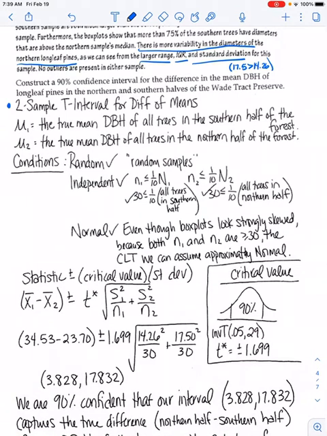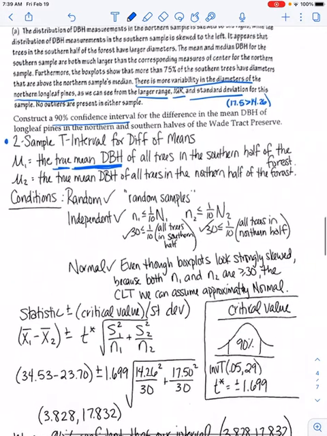We are doing a 2-sample t interval, 90% confidence interval, for the difference of means. I have both of my population parameters, mu sub 1 and mu sub 2. And if you wanted to do mu sub n and mu sub s for northern and southern, that would be just fine. So I defined my mu sub 1 as the true mean. So there's that word. The true mean DBH, again, stating what I'm finding the average of. So don't say the true mean of all trees. You have to say what you're measuring. The true mean DBH, because that's what my data is.